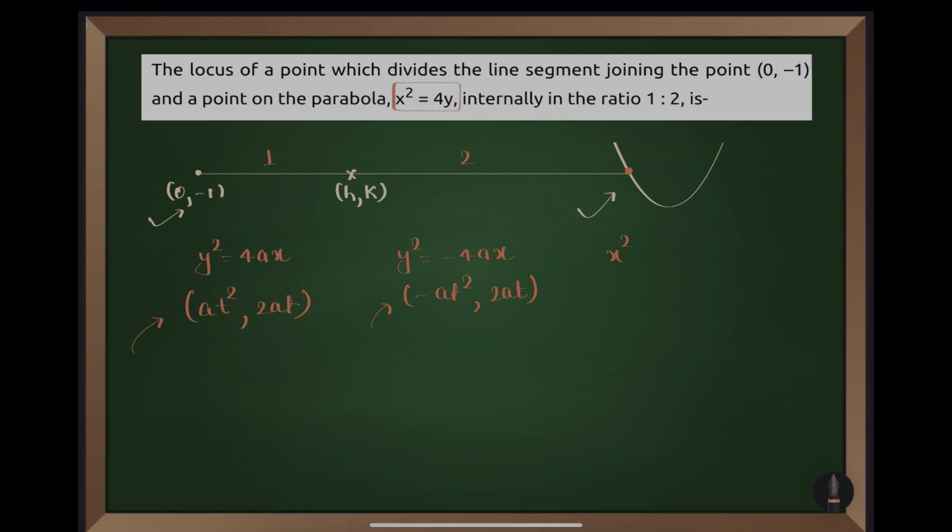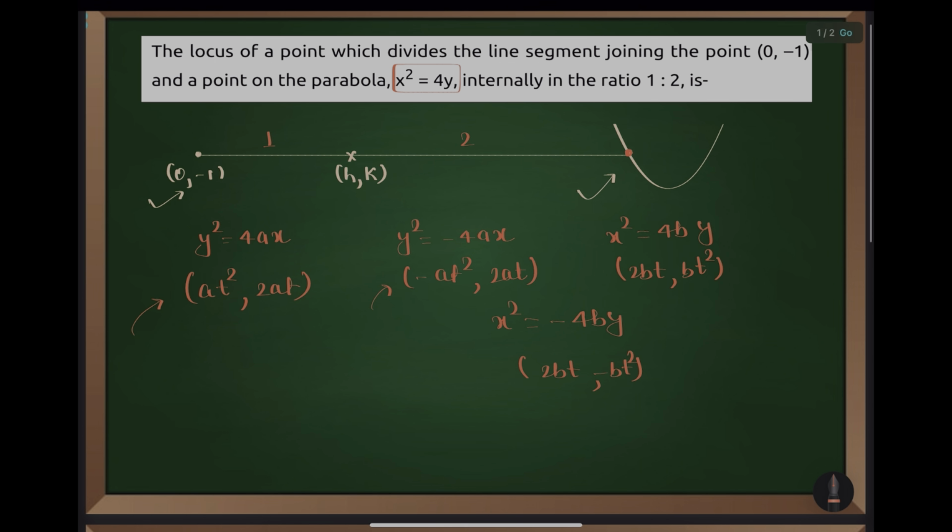Now suppose y square equals 4by, sorry, x square equals 4by. Now you have to imagine y. So can I go with b t square? So it will become 2bt. Correct? Now we have x square equals minus 4by. So can I go with minus of b t square? So it will become what? 2bt. I hope now you are comfortable in taking a point.